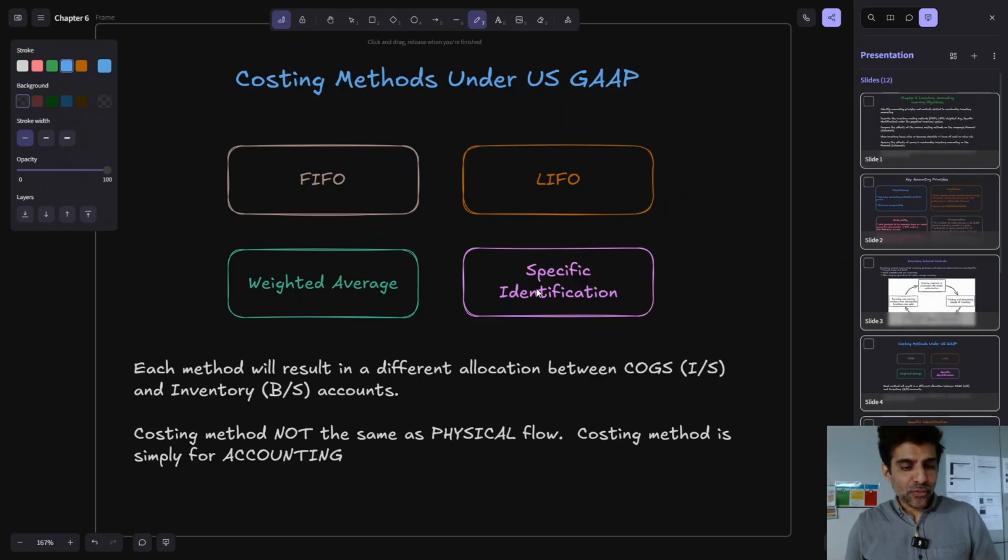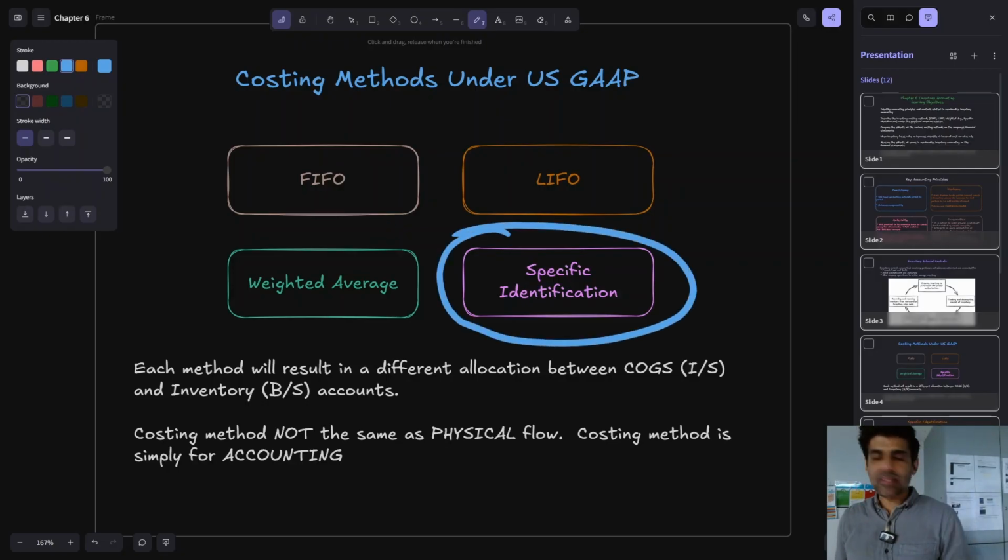These 4, it's kind of at the discretion of the company, and this one is for a special situation. But these 3 are kind of at the discretion of the company. They can choose which one they want.